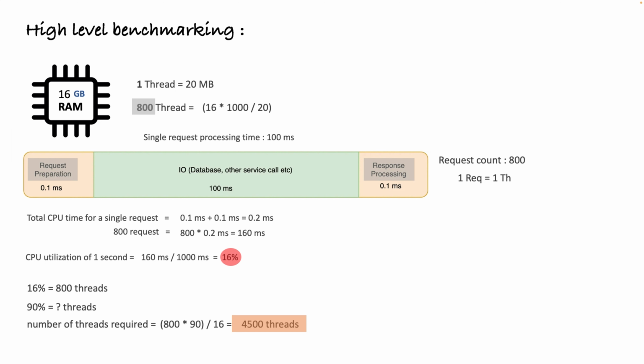Now, if I want to spin up 4500 threads, then I need to increase my RAM capacity. How much RAM is required to create 4500 threads? So considering each thread requires 20 MB of RAM, 4500 into 20, that's 90 GB. So we need 90 GB of RAM to trigger 4500 threads to achieve 90% of CPU utilization. This number is crazy, isn't it? Hence, with platform threads, we are not able to utilize the hardware at its full capacity.